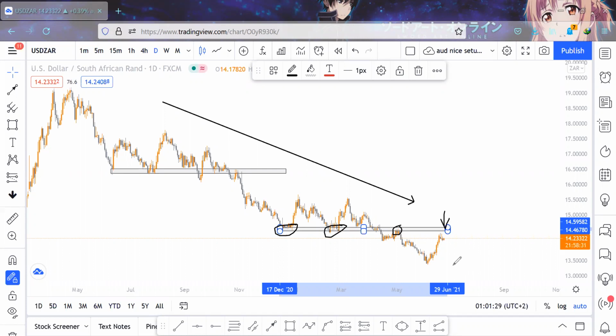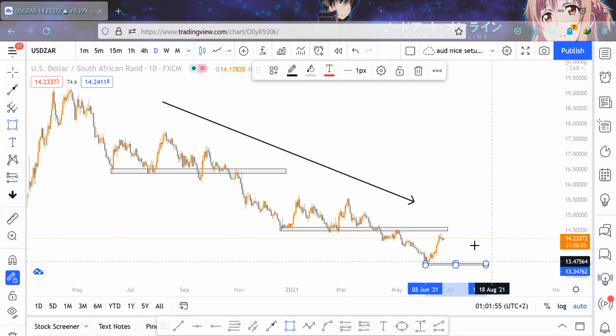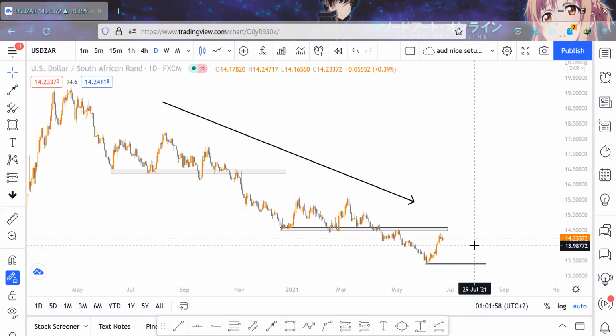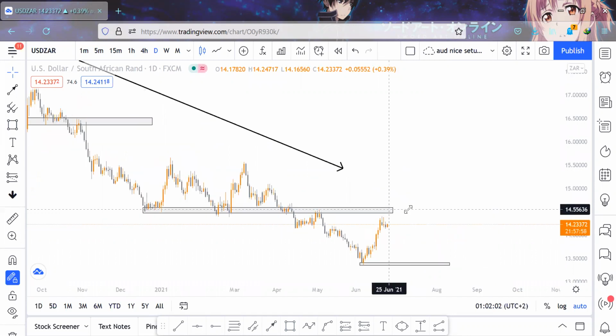Now, in order for us to enter this, we need to make sure that the structure on the 4-hour time frame suits us to say that, okay, we can enter this trade, or we can wait for this trade to give us tradable opportunities, right? Let me mark out this level here to show that this is the new low that the market has formed, right? Now we're gonna move down to the lower time frame, which is the 4-hour time frame.